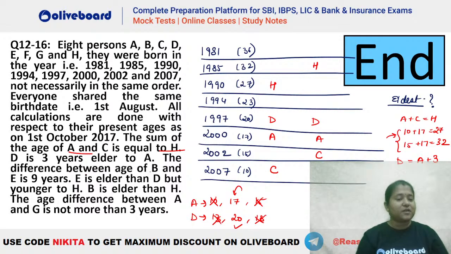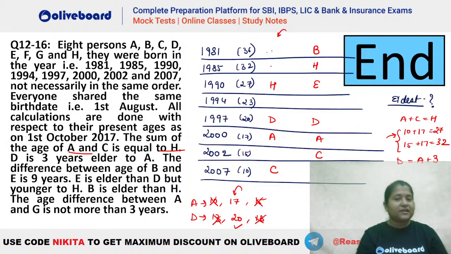Now the difference between ages of B and E has to be 9. B has to be elder than H, right? So in the first case you can see B can be 32 or 36. In the second case B has to be 36 only, right? And now the difference between ages of B and E has to be 9. So इस वाले केस में 36 minus 9 is 27. That means E has to be here.